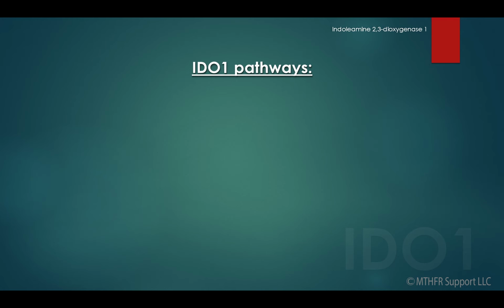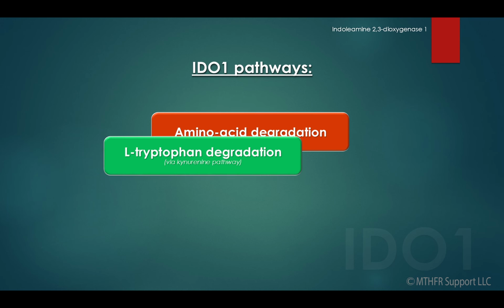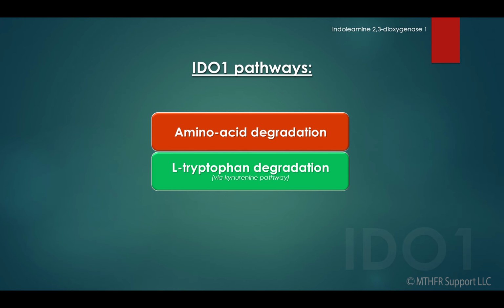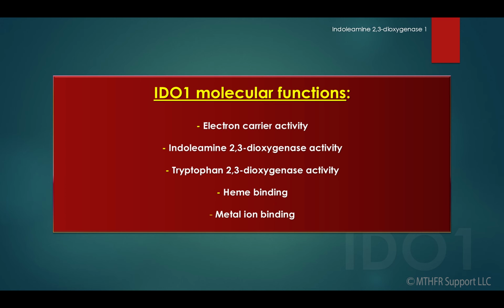The pathways for IDO1 are amino acid degradation, L-tryptophan degradation via kynurenine pathway, and L-kynurenine from L-tryptophan. The molecular functions for IDO1 are electron carrier activity, indoleamine 2,3-dioxygenase activity, tryptophan 2,3-dioxygenase activity, heme binding, and metal ion binding.